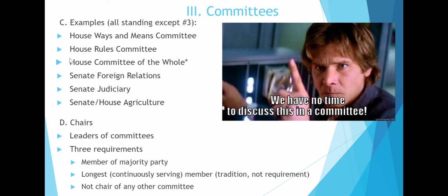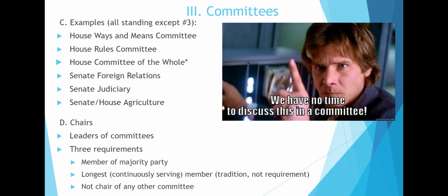The House Committee of the Whole is a bit strange when you hear it as a concept. Remember, rules for debate in the House are very strict. You have to follow this parliamentary procedure in order to get anything done. But rules in a committee are a little more loosey-goosey. So sometimes the Speaker will adjourn the whole House of Representatives into what's called the House Committee of the Whole.